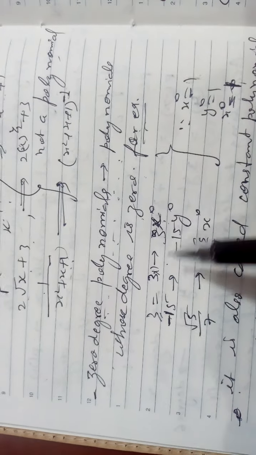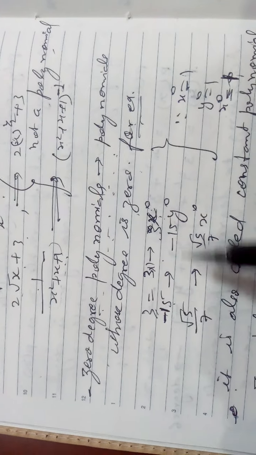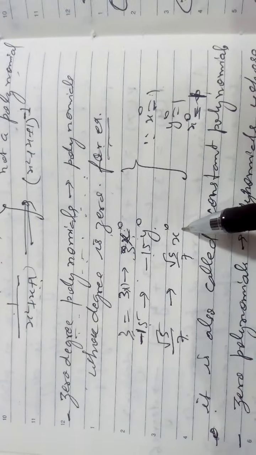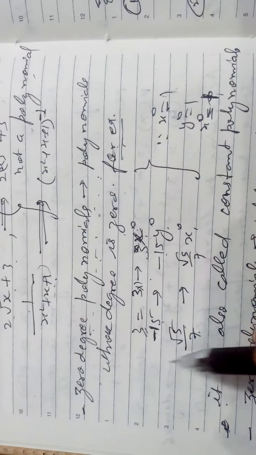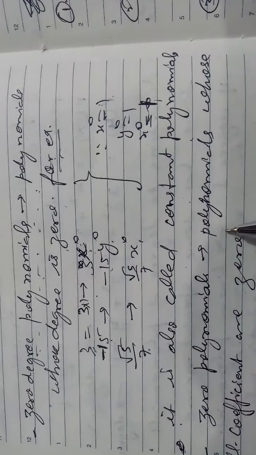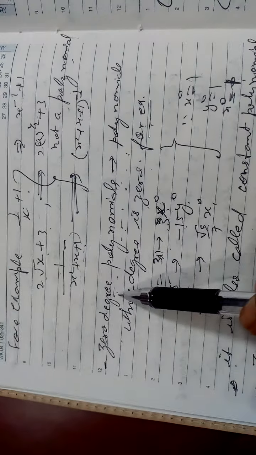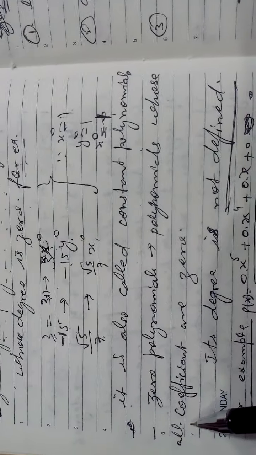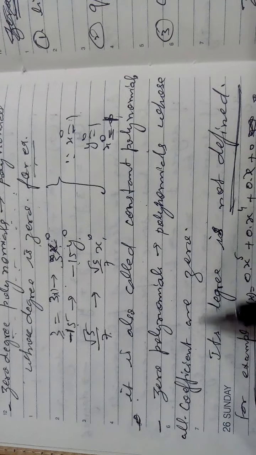So 3 into 1 means 3x power 0, minus 15 y power 0, root 5 by 7 x power 0. These are called 0 degree polynomials, and they are also called constant polynomials, which was given in the previous class. One is the 0 degree polynomial, another is the 0 polynomial, simply zero polynomial: the polynomial whose coefficients are all 0.